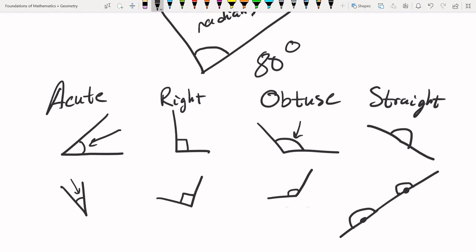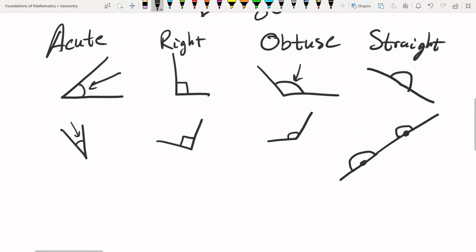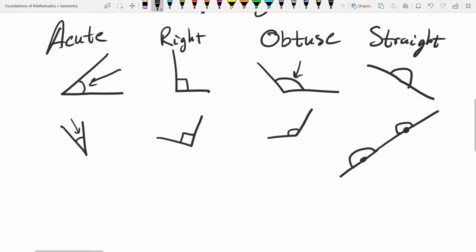As I said before, we don't look at anything greater than straight angles. That's because if we had an angle greater than a straight angle, something like this, this is definitely greater than 180. We actually don't consider that angle, we consider the smaller angle. And so this would be an obtuse angle.